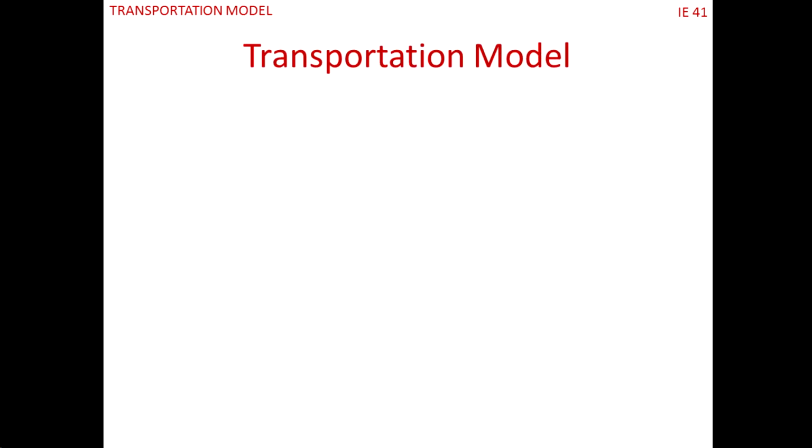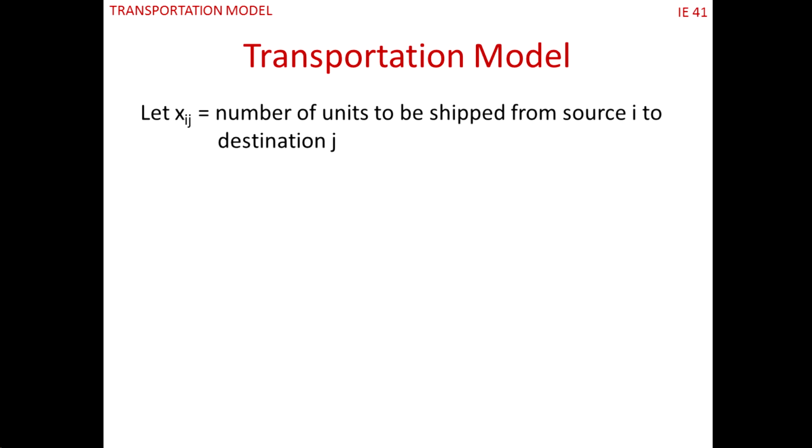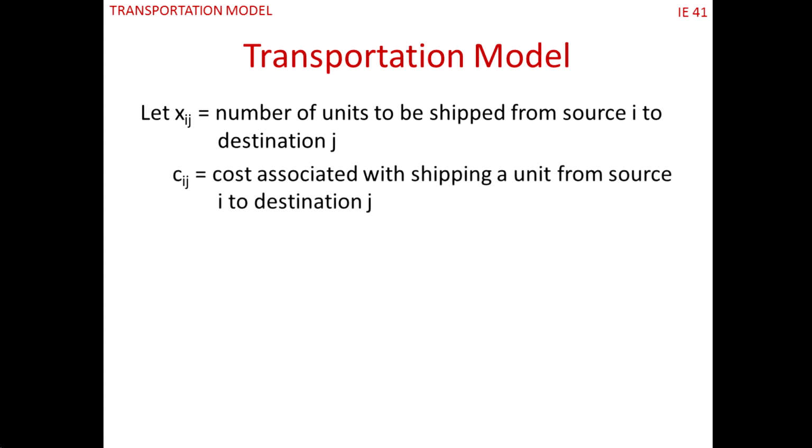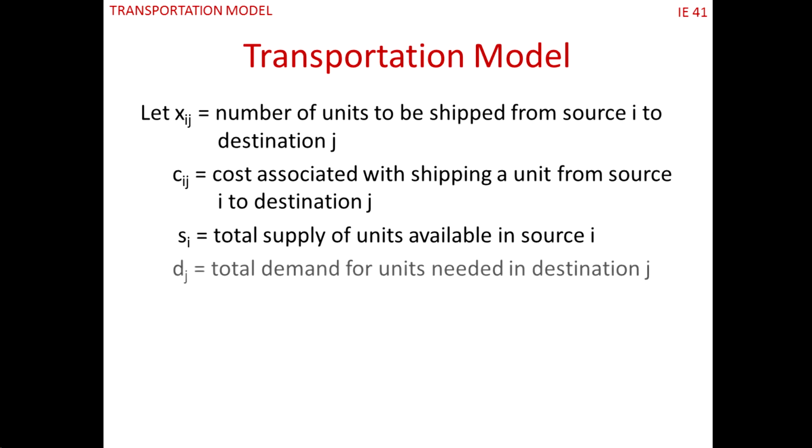In formulating the transportation model, we let Xij be equal to the number of units to be shipped from the source i to destination j. Cij is equal to the cost associated with shipping a unit from source i to destination j. Si will be equal to the total supply of units available in source i, and dj is equal to the total demand of units needed in destination j.